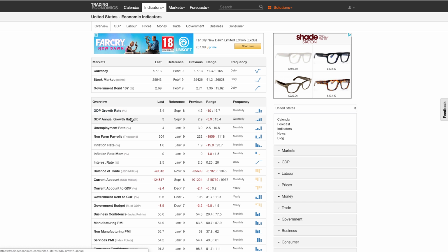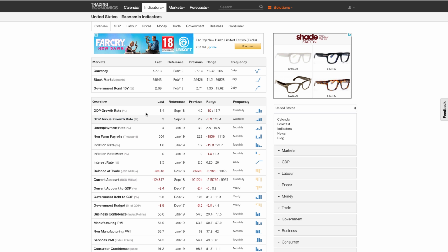In the overview, what you're looking at is basically a snapshot. The main things you're looking at are GDP growth rate, annual as well, but mainly GDP growth rate. Unemployment is decent as well. Non-farm jobs are a leading indicator of how the economy is doing, and importantly, inflation rate and interest rates. Inflation rate, month on month, and interest rates, because you have to hike, hold, or cut interest rates depending on what inflation is doing. Balance of trade and current account are also quite important.